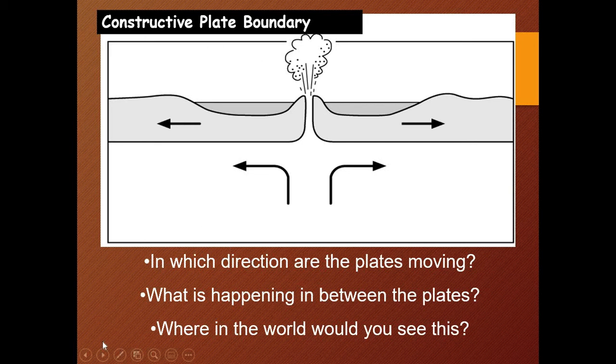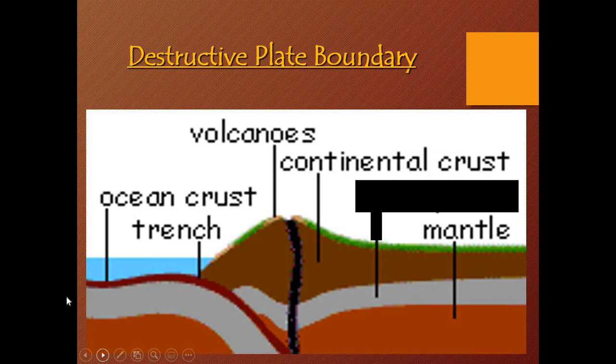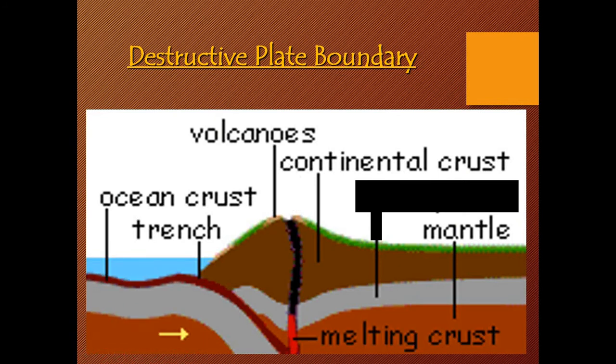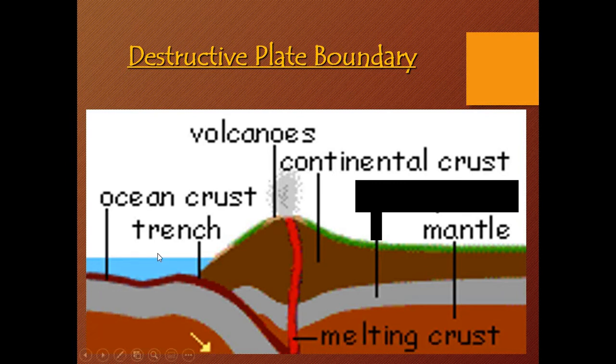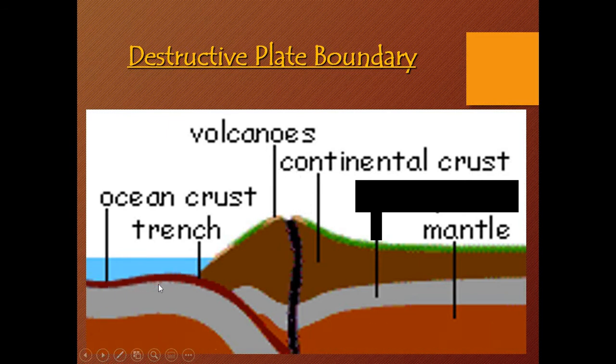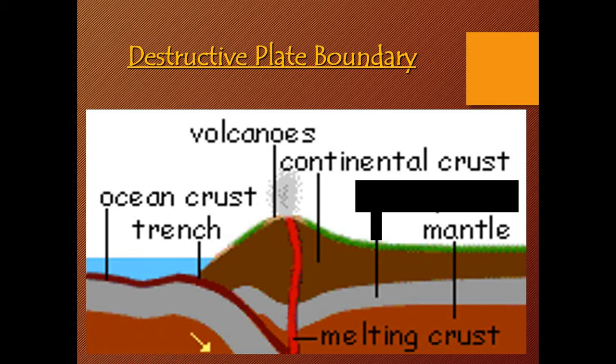Okay, on to our next plate boundary. Here we have destructive plate boundary. This is where an oceanic plate meets a continental plate. So a continental plate is known as an area that has land on it, and the oceanic has ocean on it. What you start to see here is this oceanic trench goes under, the key term is subducted, under the continental plate.